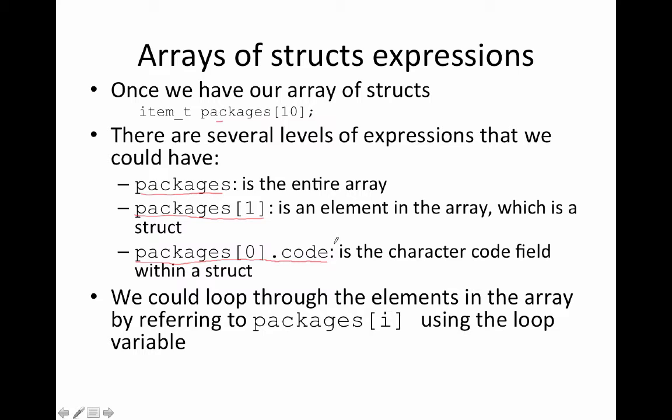We could loop through the elements in the array by referring to packages[i], where i is the loop variable. Since we have an array of structs, we can use a for loop to loop through the elements in the array and refer to each element as packages[i], and then within that use the dot operator to refer to the individual members within each of the structures.